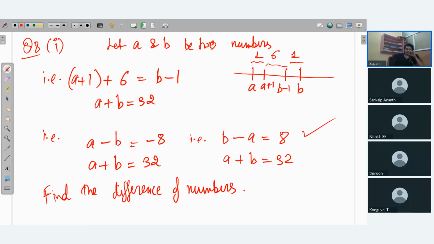What is the final answer? B minus A is 8. You could have just done it at the start. You don't even have to do all this. That's what we want to know. The difference between two numbers is 8. So, but I worked too hard. That is what I am trying to explain to you. Have patience. Understand what you want to find and then approach.